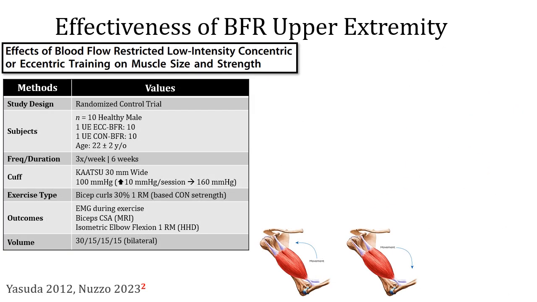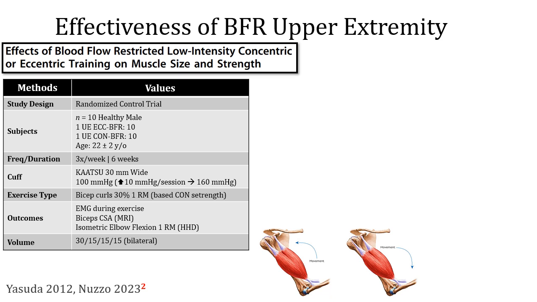All right, so the effects of BFR, low intensity concentric or eccentric training on muscle size and strength. Again, comparison of the contraction type. Now looking at the trained limb. So we have an RCT, 10 individuals. It was able to, because they have essentially the individual acting as their own control. So one upper extremity is eccentric, the other upper extremity is concentric BFR. Ages of 22, 3 times per week, 6 weeks, Kaatsu training.